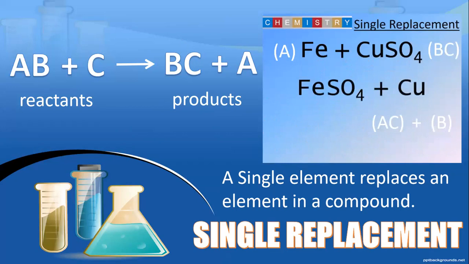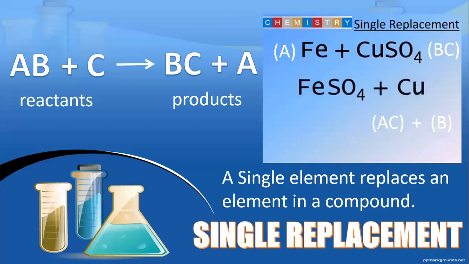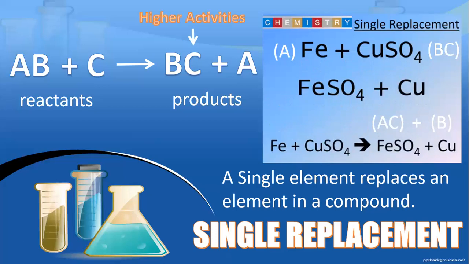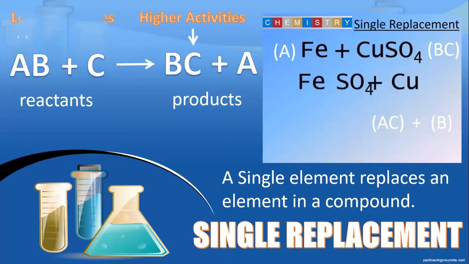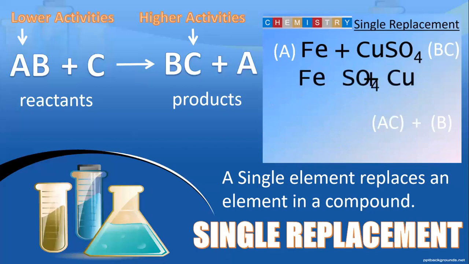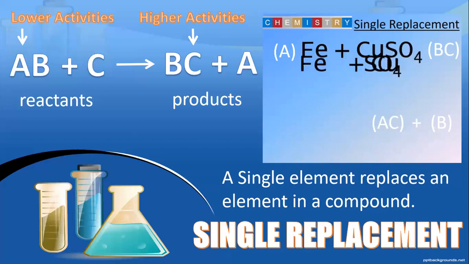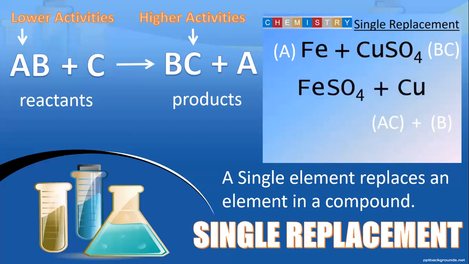But remember, not all single replacement reactions actually occur. We will know that a single replacement will occur if elements with higher activities replace elements with lower activities during a single replacement, but not vice versa. In this case, iron has higher activity than copper. That's why iron replaces copper. However, copper cannot replace the iron in this substance.